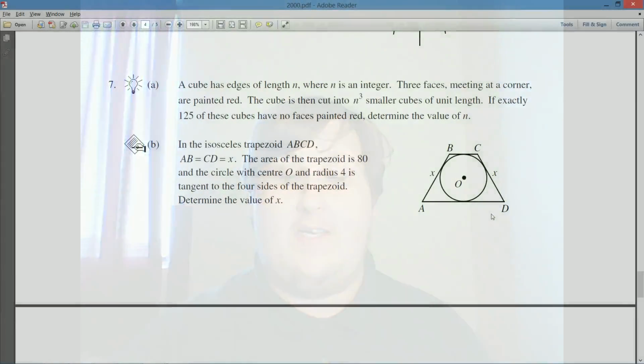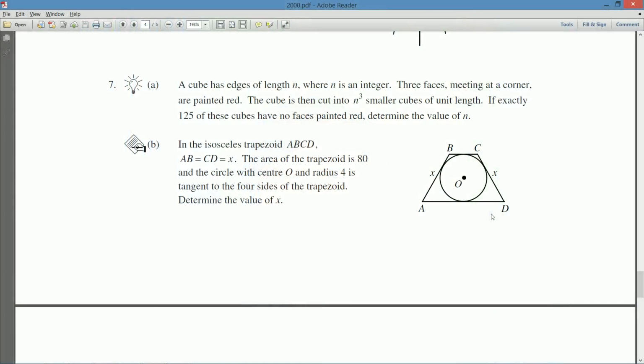We're up to part A of question 7. That's where we're going to start. It's a light bulb question. A cube has edges of length n, where n is an integer. 3 faces, meeting at a corner, are painted red. The cube is then cut into n cubed smaller cubes of unit length. If exactly 125 of these cubes have no faces painted red, determine the value of n.